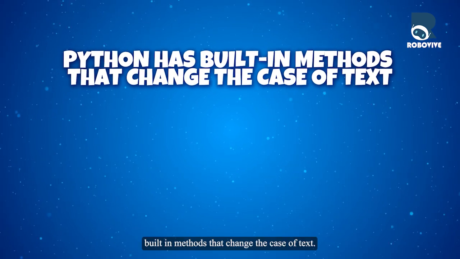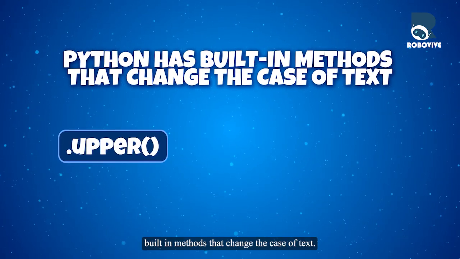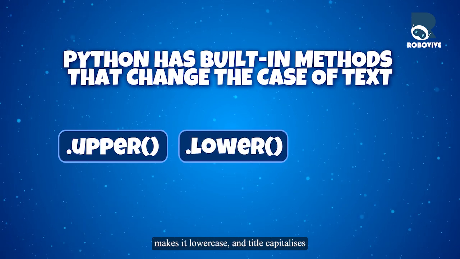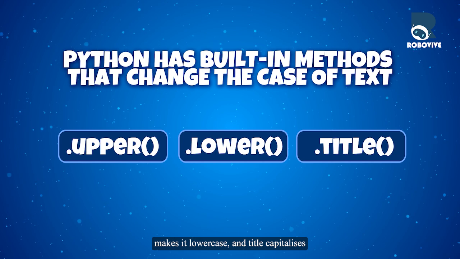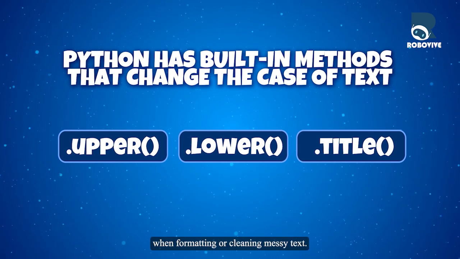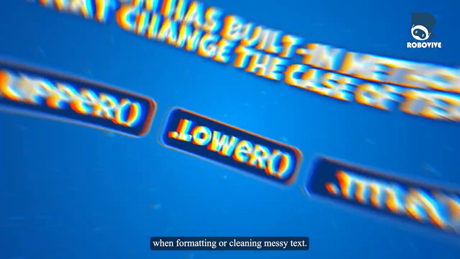Python has built-in methods that change the case of text. .upper makes everything uppercase, .lower makes it lowercase, and .title capitalizes each word. These methods are super useful when formatting or cleaning messy text.